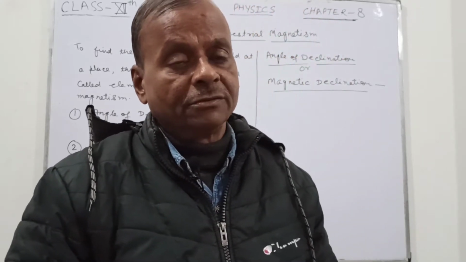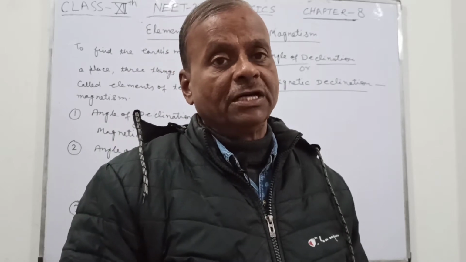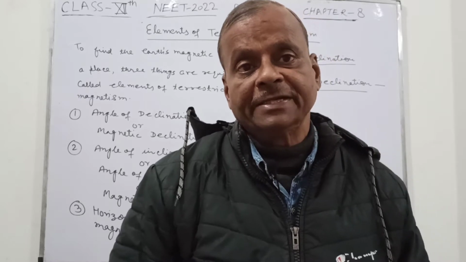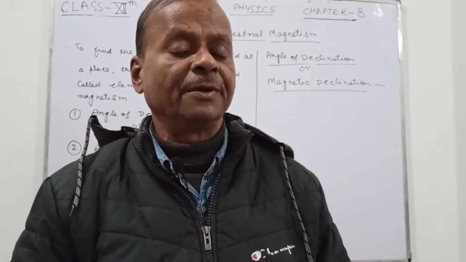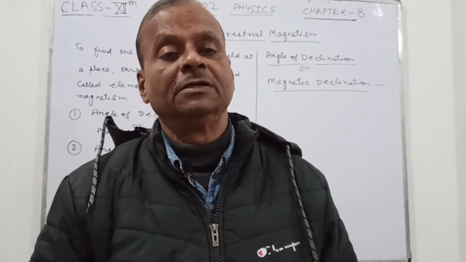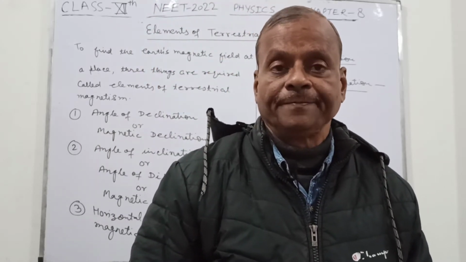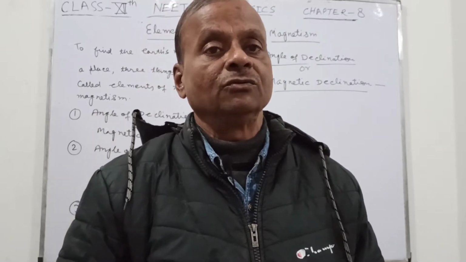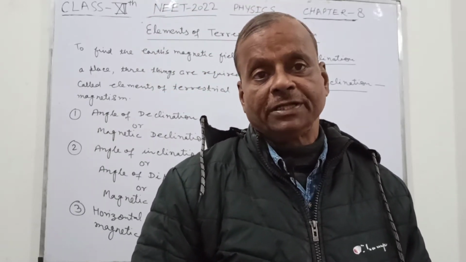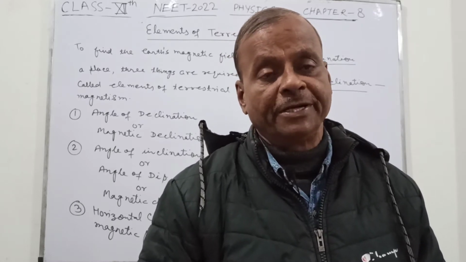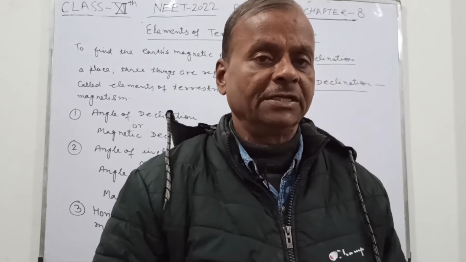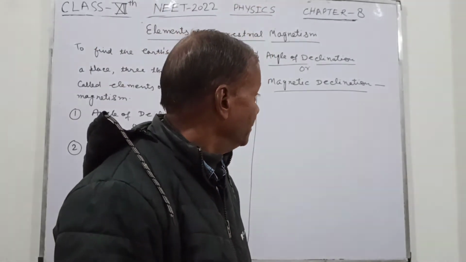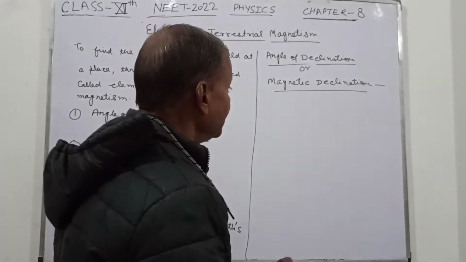These are the planes that pass through the axis. In case of magnetic meridian, the plane that passes through the axis of the magnet and perpendicular to the plane of the magnet is called the magnetic meridian. In case of geographic meridian, this is the plane passing through the line joining the north-south direction and perpendicular to the plane of the equator, that is called the geographic meridian. So we can have it like this.